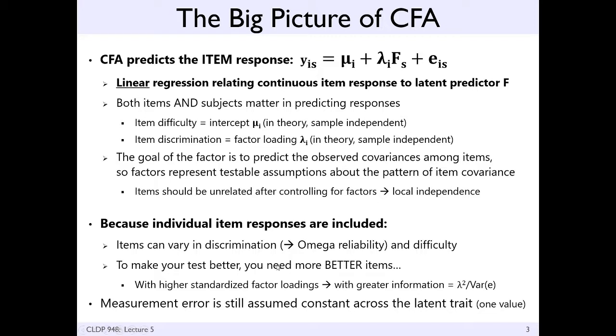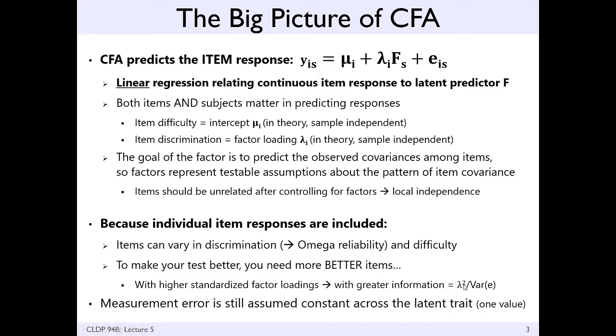And if you want to make your test better, you don't just need more items, you need more better items, because items differ in their loadings. Not all items are created equal. So if an item is better, it's better for everyone, because the slope is linear. The expected change in the item response as a function of a 1-unit change in the factor keeps going all the way across the factor. So items with stronger slopes are better, the end. That is not going to be true anymore.